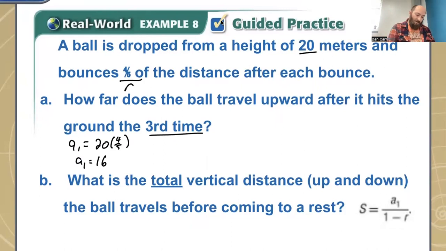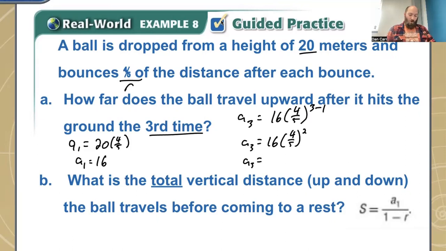So that means I can use my explicit rule to help me find the third time. Now, granted, I could just do this times 4/5 again and times 4/5 one more time to get the third bounce. But I want to practice using my explicit rule. So a sub 3 is going to equal a sub 1, 16, multiplied by 4/5 raised to the 3 minus 1 power. So the third bounce here is going to be equal to 16 times 4/5 raised to the second power. So go ahead and plug that in.